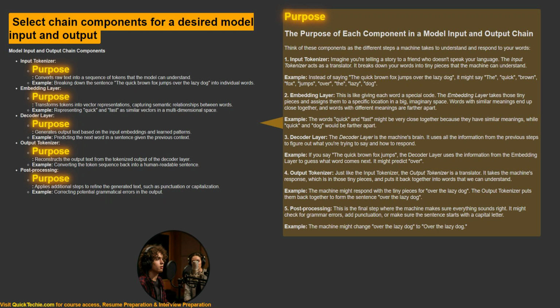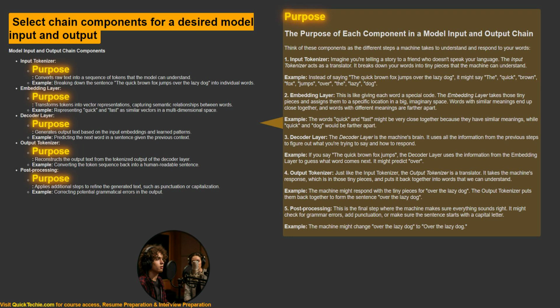Purpose. The purpose of each component in a model input and output chain. Think of these components as the different steps a machine takes to understand and respond to your words. 1. Input tokenizer. Imagine you are telling a story to a friend who doesn't speak your language. The input tokenizer acts as a translator. It breaks down your words into tiny pieces that the machine can understand. Example, instead of saying, "The quick brown fox jumps over the lazy dog," it might say, "The quick brown fox jumps over the lazy dog."